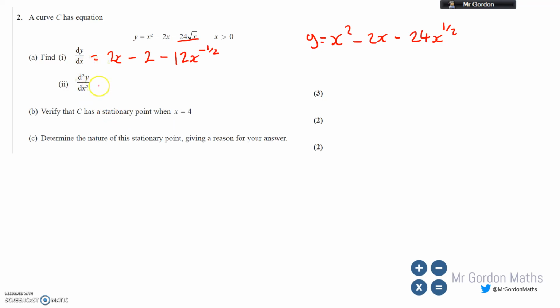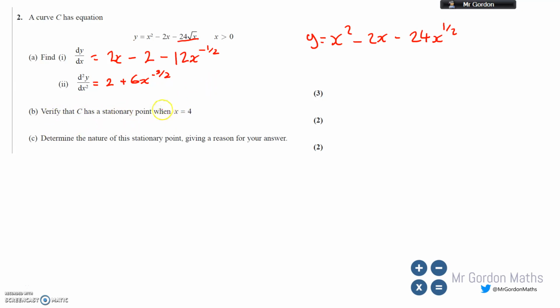Second differential, so differentiate again. I'll do this live under here. 2x just goes to 2. We lose any constant, so this will be gone. And then we've got the last term times by the power, so minus 12 times minus half, it's going to be plus 6x. Reduce the power by 1, so I'm at minus a half, so take away 1 would be minus 1.5. And I'll write it as a fraction, minus 3 over 2. Okay, so that's the first part done.